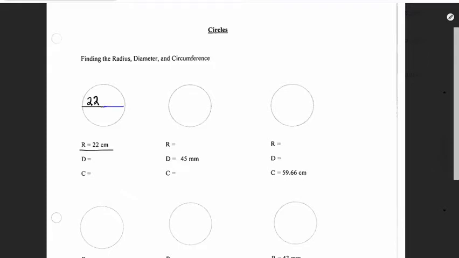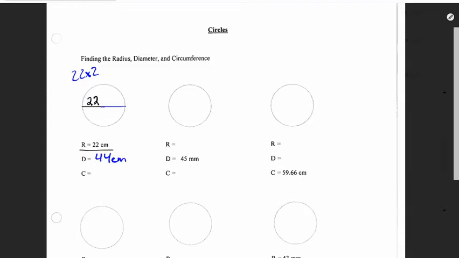The diameter is going to be all the way across. So if the radius, which is halfway, is 22, then the diameter has to be double that. So basically, if I take 22 and times it by 2, I'll get the diameter, 44 centimeters.